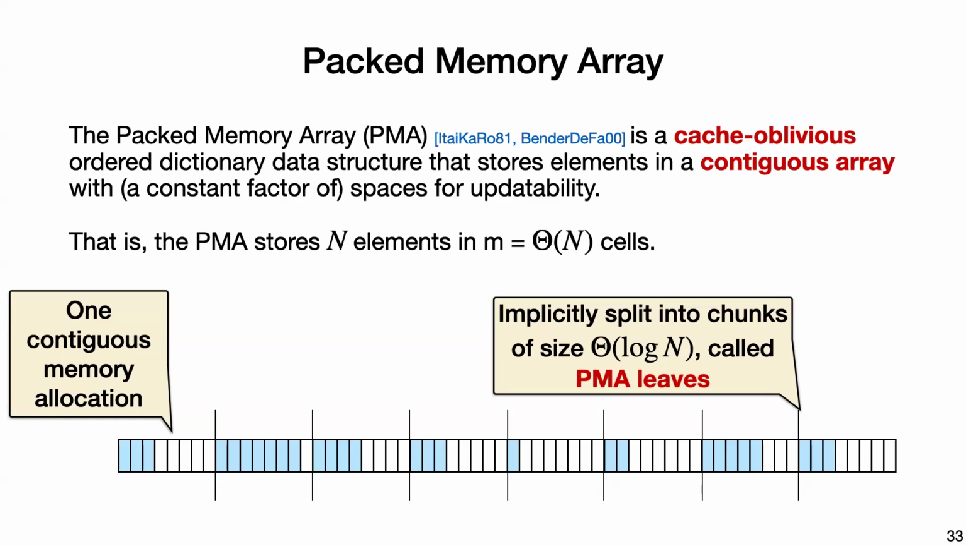If you have n elements, this thing is size theta n, where you have some empty spaces in between. Blue is the actual elements and white is the empty space. And it's cut up implicitly into leaves. They're called PMA leaves, and each leaf is size theta log n. So log n has no dependency on B, but you can still prove bounds in terms of B, it's just not in the actual setup. And the most interesting thing about this is that it is one giant memory allocation.